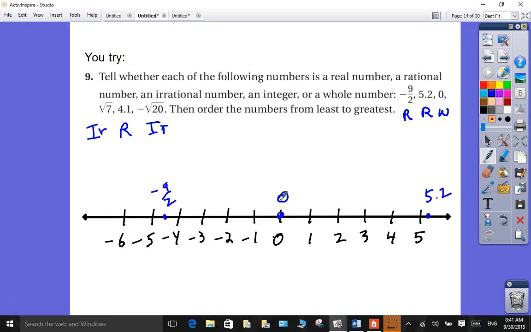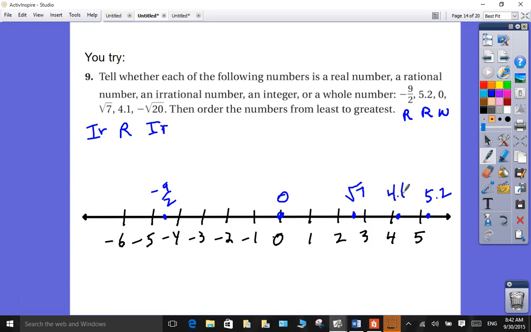In between which two perfect squares do we find it? Between 2 and 3 would be the square root of 7. Is it closer to 2 or is it closer to 3? I mean, 9 minus 7 is 2, 7 minus 4 is 3. So closer to the 3 squared. So in between 2 and 3, I'll show it just a little bit closer to the 3. All right, square root of 7. And let's see, 4.1 goes here.